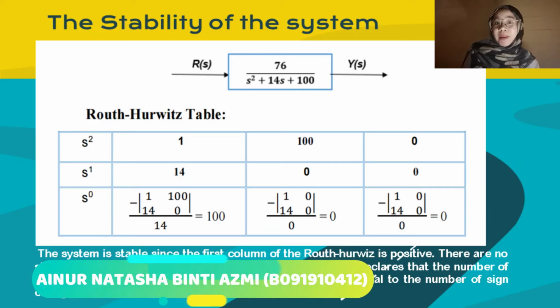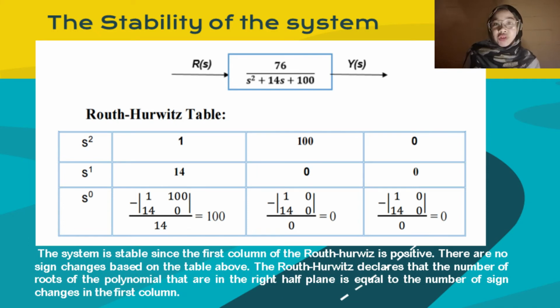To explain the stability of the system, we need to use the Routh-Hurwitz table. We put the values of the transfer function based on the row and column. So our denominator is s to the power of 2 plus 14s plus 100. So we take s to the power of 2, which is the biggest power of the denominator. The table above shows how to get the stability of the system by using the Routh-Hurwitz table.